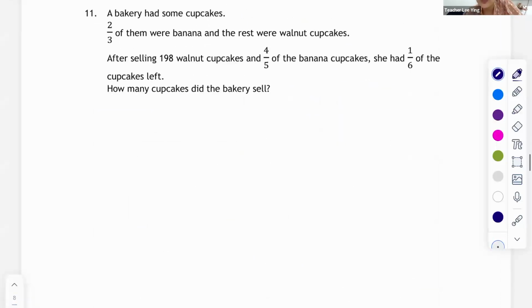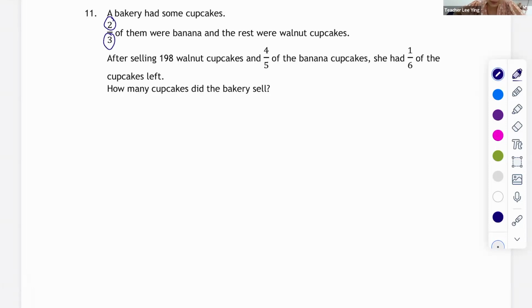Okay, moving on. Question number 11. A bakery had some cupcakes. 2/3 of them were bananas and the rest were walnut cupcakes. So I can form some ratios here. I'm going to use ratio to show you how we can organize the information, all right? So 2 and 3 over here, 2/3 of them were banana.